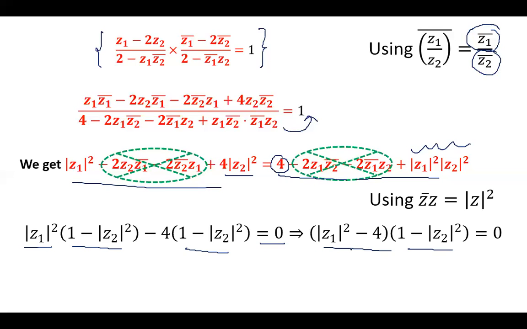Now in the question, what you were given is that mod Z2 is not equal to 1. So mod Z2 will not be 1. So when mod Z2 is not equal to 1, that means mod Z1 square minus 4 is equal to 0, or mod Z1 is equal to 2. That is the answer. So it's very easy.